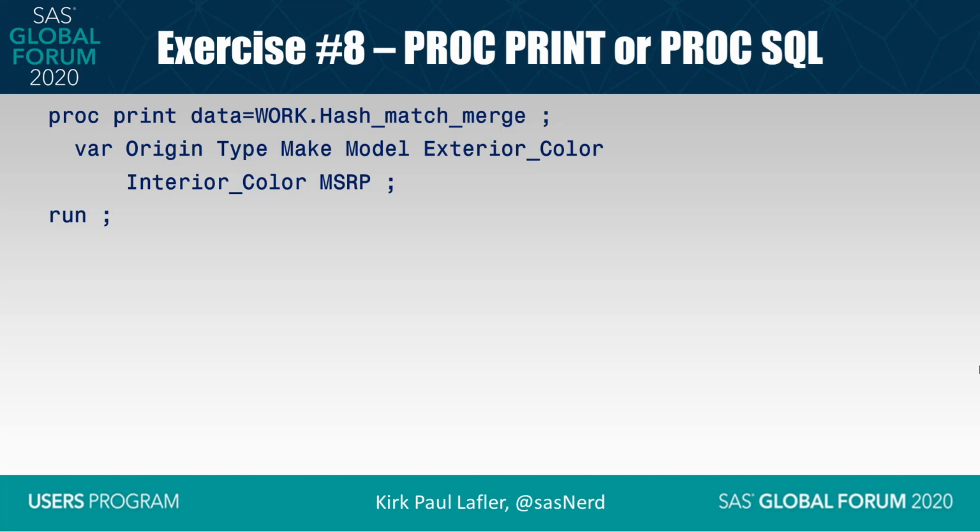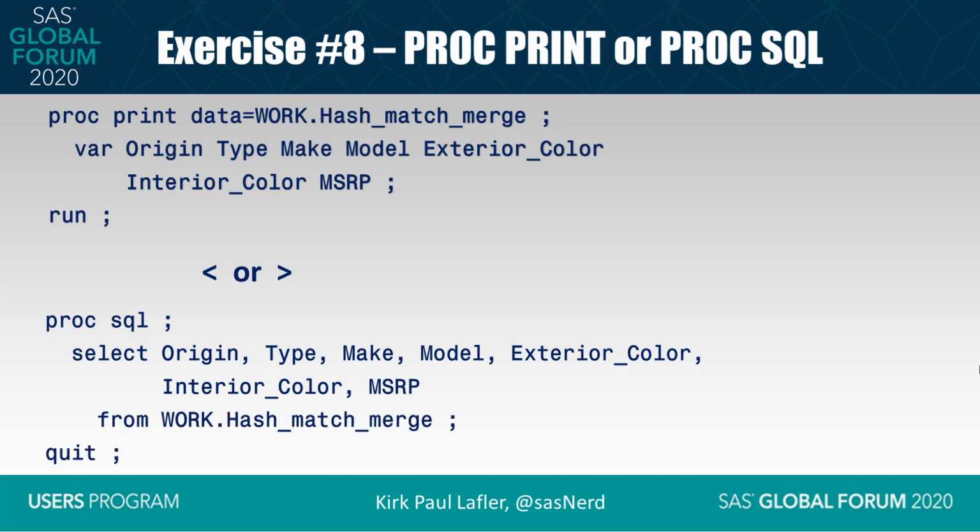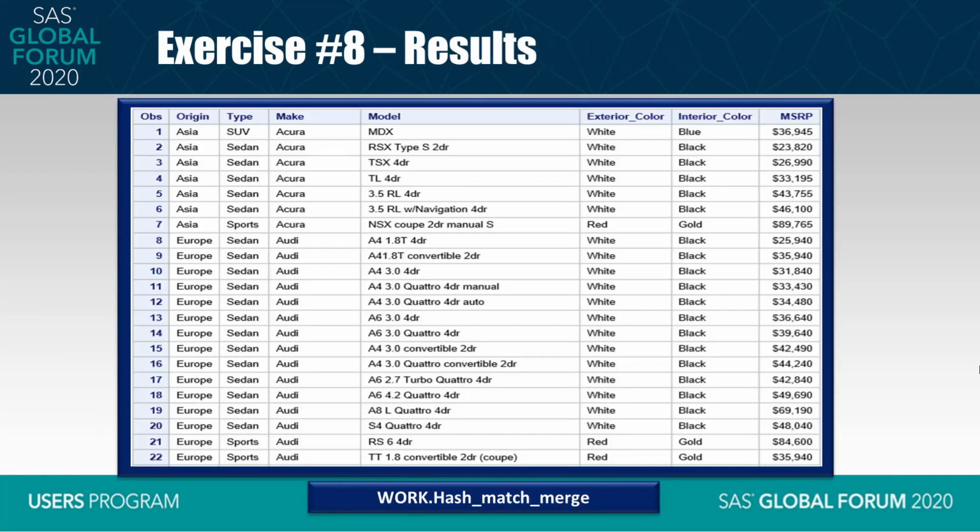Exercise 8. Just like we've done before, we're going to use either PROC PRINT or PROC SQL to view the results, just to make sure that we've done them correctly and created an intersect from the two tables, SASHELP.CARS and WORK.COLORS.